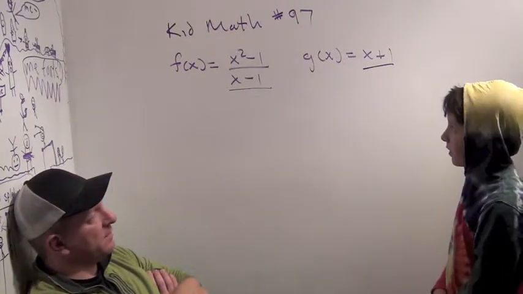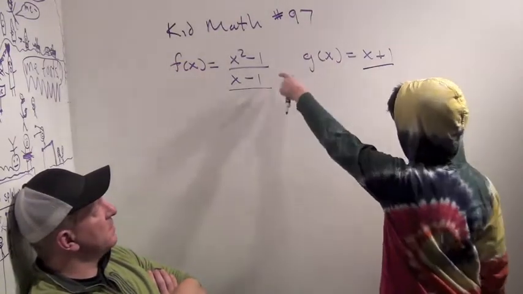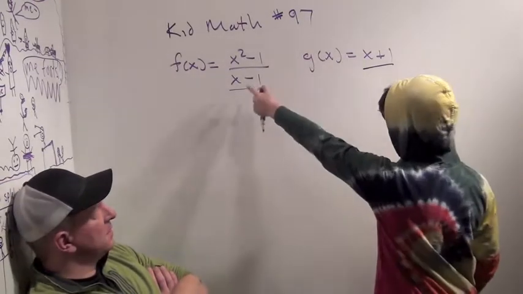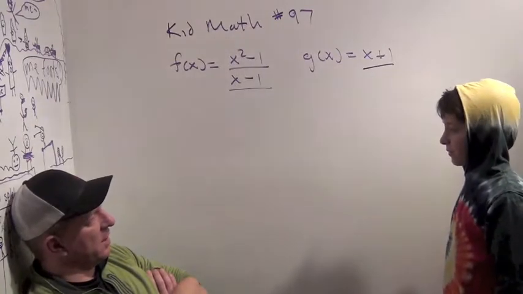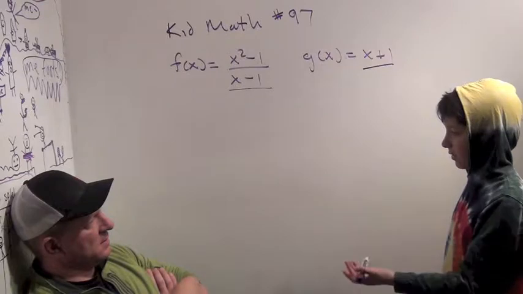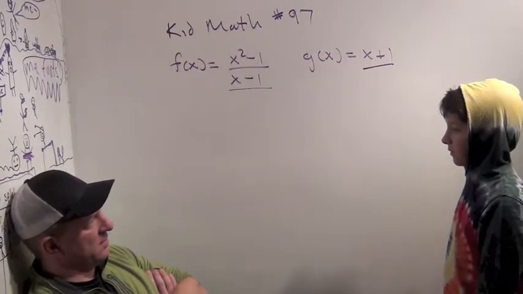How did you figure that out? 1 squared minus 1 is 1 minus 1, which is 0. Okay. And 1 minus 1 is also 0. Alright, so what is f of 1? 0 over 0. But you can't divide by 0. Okay. So it's undefined.